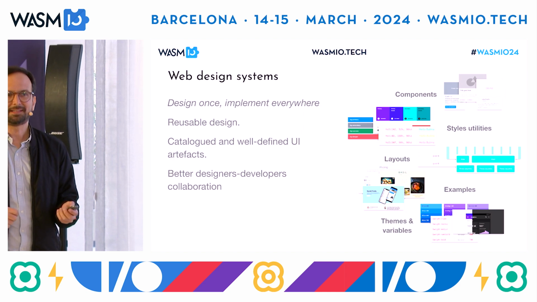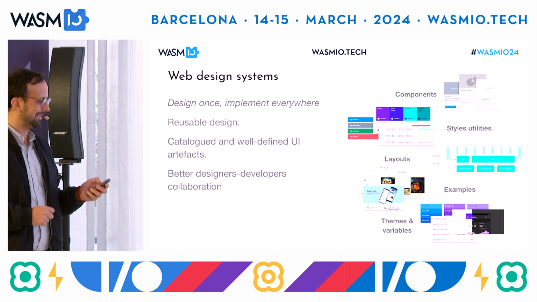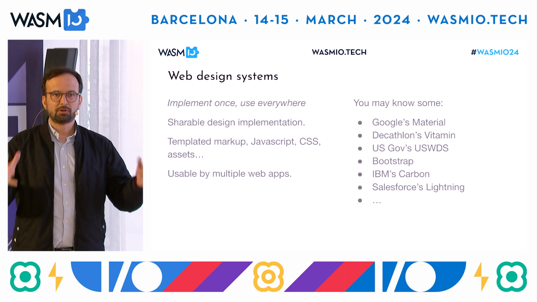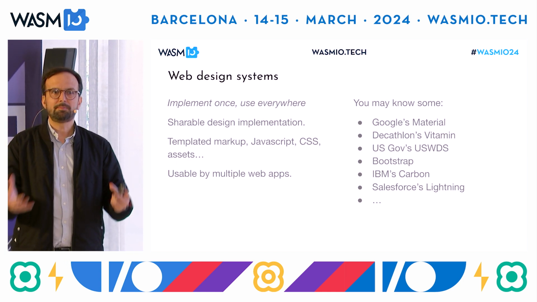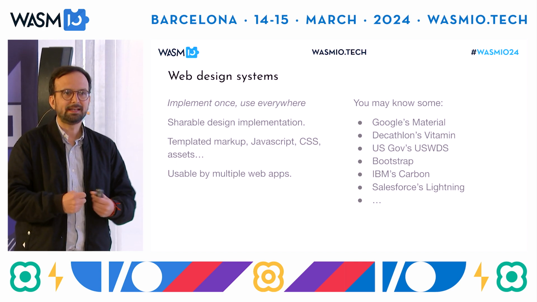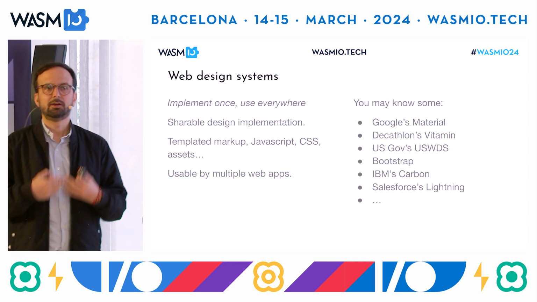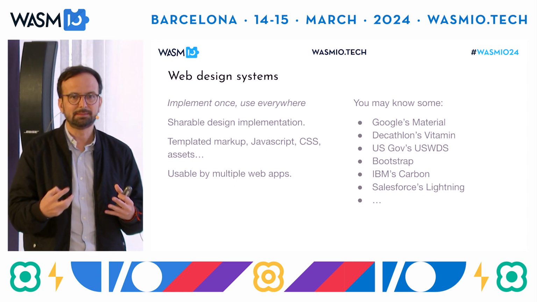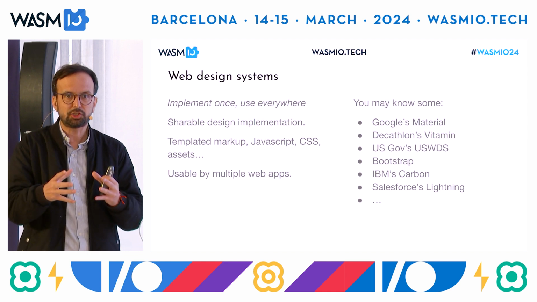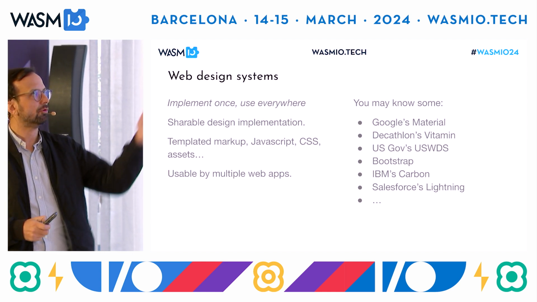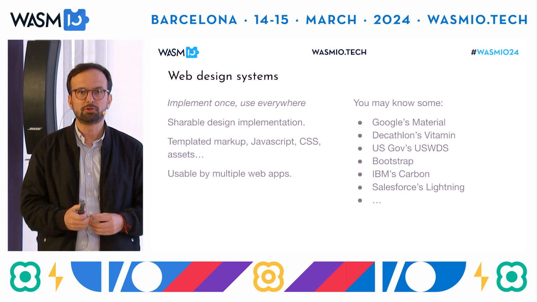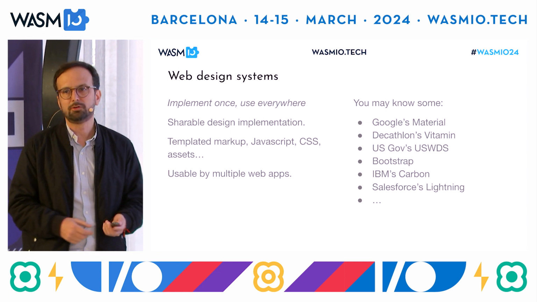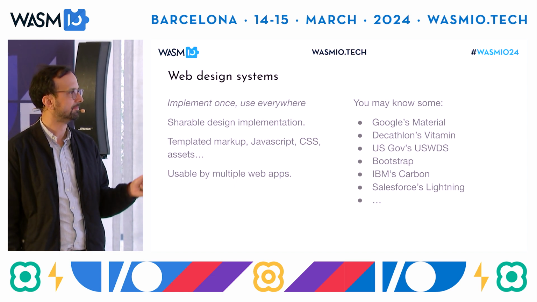But a web design system is not only about design, it's also about implementation. The developers implement it once, and then they can use it in many projects. So a web design system is also some markup, templating, JavaScript, CSS, that you can package and reuse. Maybe you know some of them, like Material Design from Google, very famous, Bootstrap, originally from Twitter, or the US government design system, which is very famous.